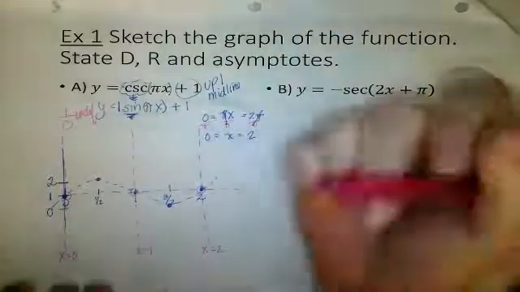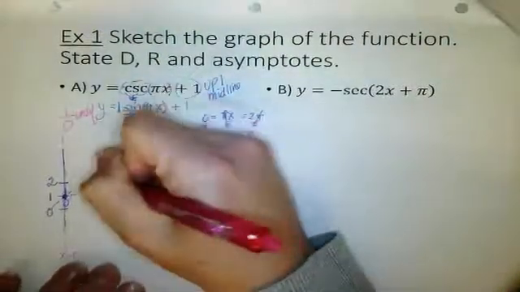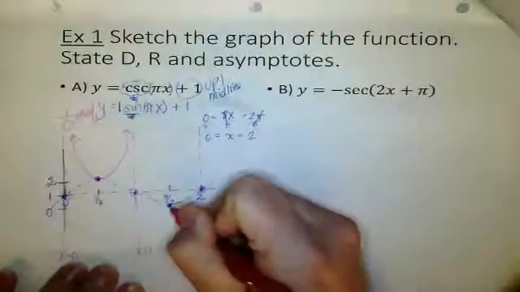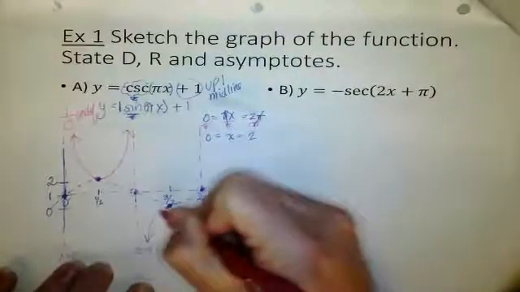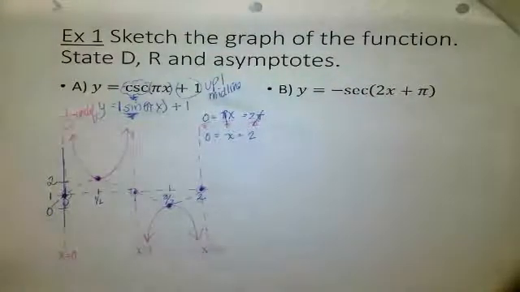Then all we have to do is those little parabola shapes. So here at the maximum, I'm just going to draw in an up parabola. At the minimum, a down parabola in between those asymptotes. And that's it. That's one cycle of our cosecant function. So the pink graph is the actual graph.